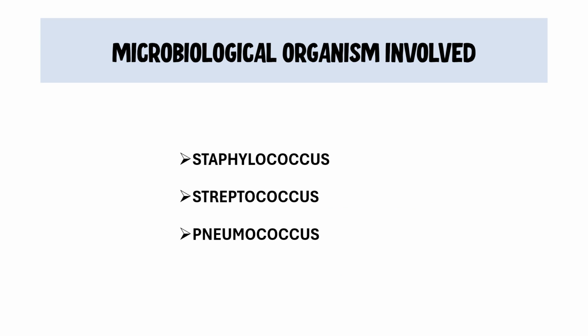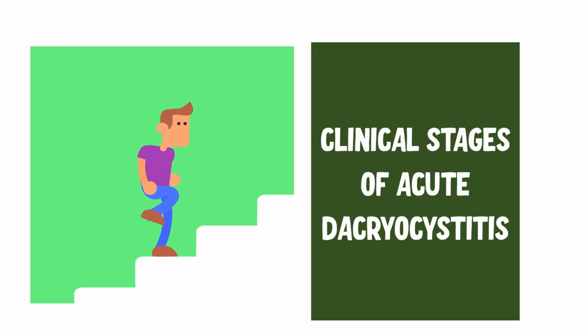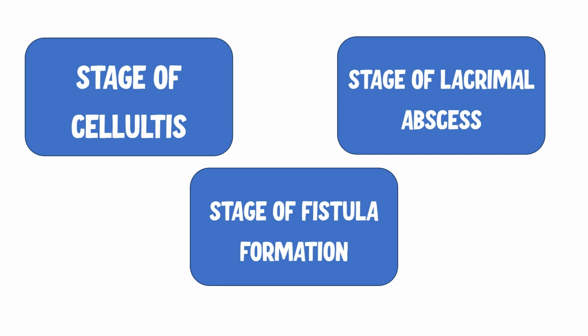So what are the organisms involved in acute dacryocystitis? Here we basically have staphylococcus, streptococcus, and pneumococcus. Now, let us discuss the clinical stages of acute dacryocystitis. The clinical stages are the stage of cellulitis, the stage of lacrimal abscess formation, and the stage of fistula formation. So here we only have three stages.